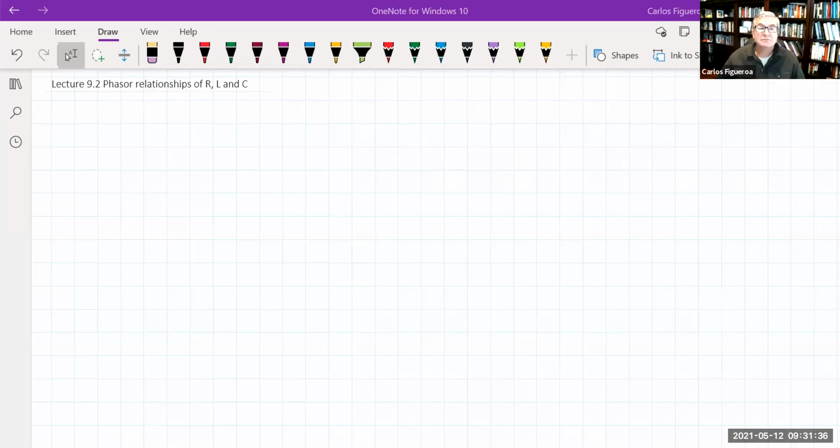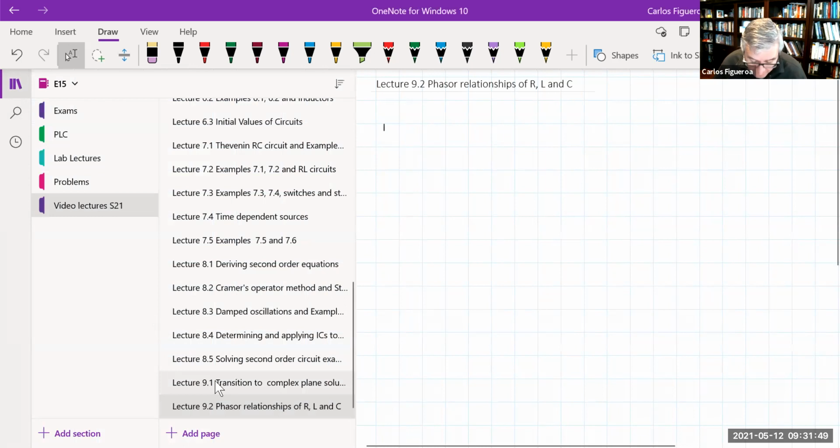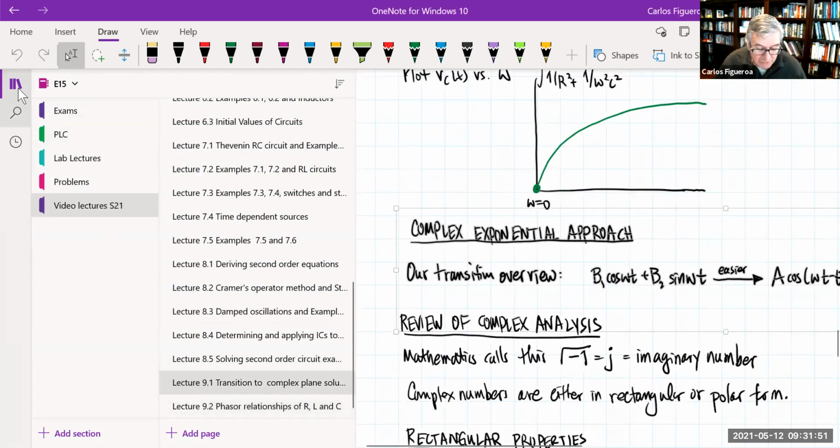All right, so here's our second installment on phasor circuits. I'm going to go right back to my OneNote, and let's briefly talk about what we did last time. We went in and we looked at solutions.